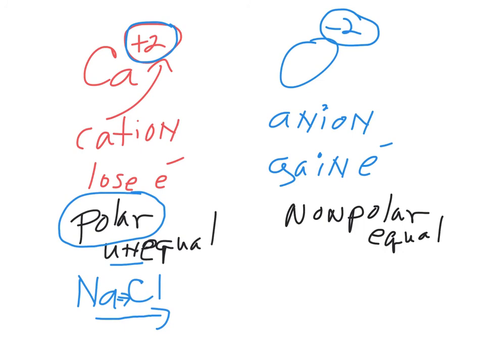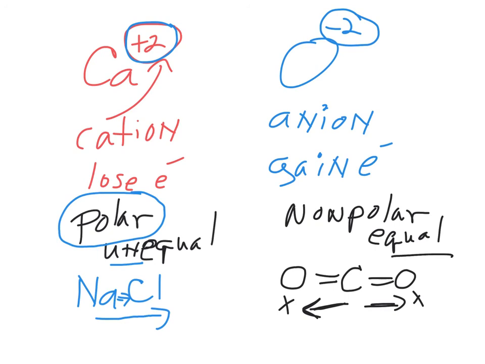Okay, however, if you have something like carbon dioxide, carbon, and then you have oxygen, and then you have another oxygen. Oxygen and oxygen are going to have the same pull on that carbon. So even if carbon is stronger or weaker than oxygen, you're going to have the same force going in opposite directions. So that's an equal pull. Therefore, that's going to be a non-polar bond.